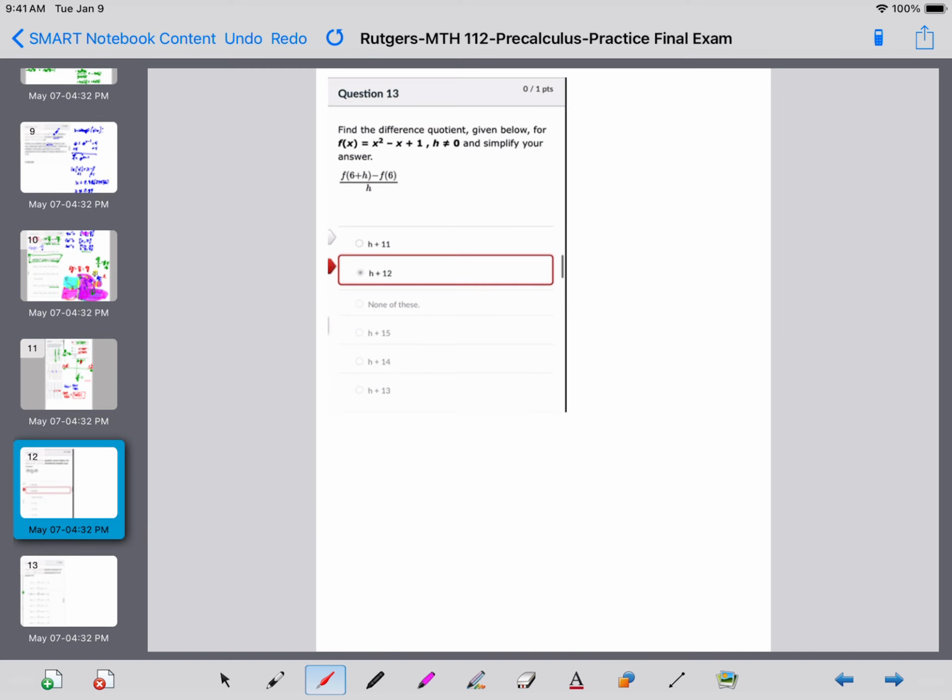Now for question 13. We have to find the difference quotient. So you're just going to plug in 6 plus h, plug in 6, and subtract, and then divide by h. So I have 6 plus h squared minus 6 plus h plus 1 minus 6 squared minus 6 plus 1 over h.